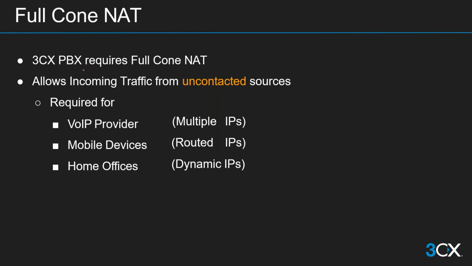PBX requires full Cone NAT. You require full Cone NAT only for the firewall tester, else not really. It allows incoming traffic from uncontacted sources, required for VoIP provider, multiple IPs, mobile devices, routed IPs, home offices, dynamic IPs. Now, VoIP provider, that is the trunk.